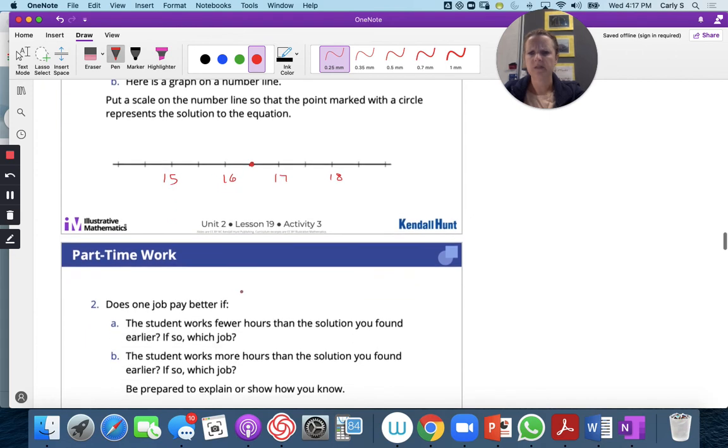So does one job pay better if the student works fewer hours than the solution you found earlier? If so, what job? So yeah, actually the hotel job pays better if you work less than 16.5 hours.